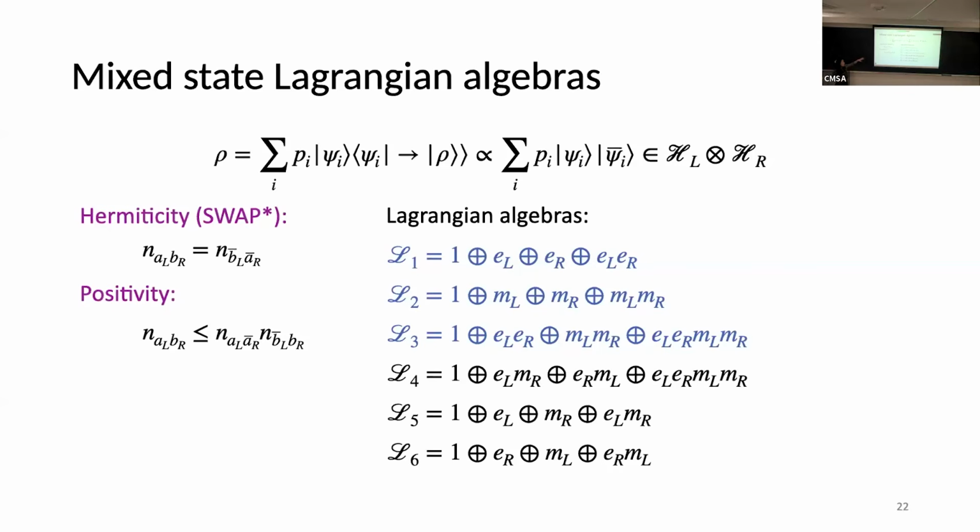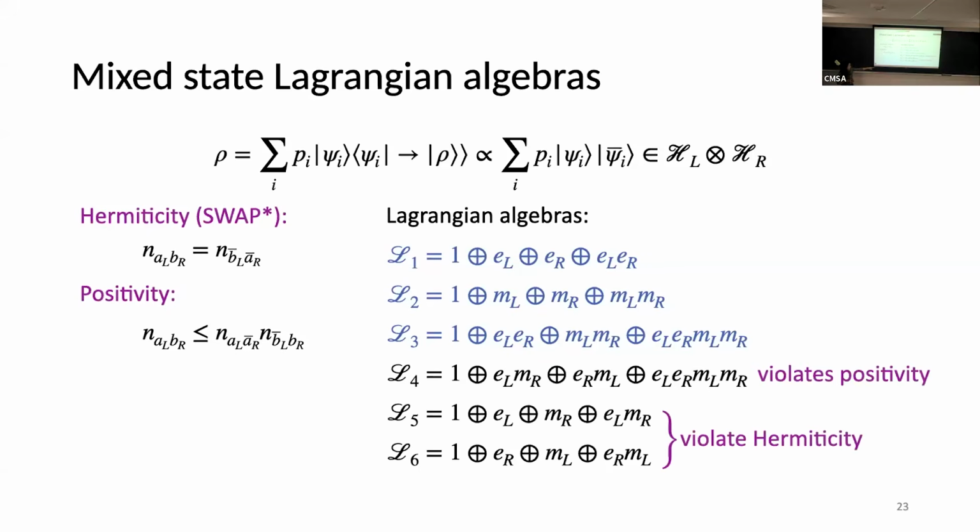So hermiticity ends up being a swap star symmetry on the Lagrangian algebra. If, for example, A left, B right occurs in your Lagrangian algebra with some coefficient, then the swap star of that, which is B left bar, A right bar, also has to be in the Lagrangian algebra with the same integer coefficient. Positivity is a more subtle condition. To derive it, you have to use patch operators and the ability to take the square root of rho, the Cauchy-Schwarz inequality, et cetera. But this is the condition that we get.